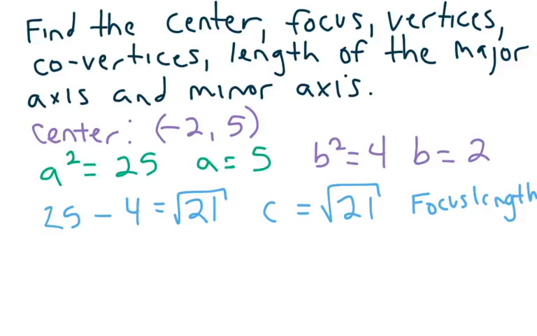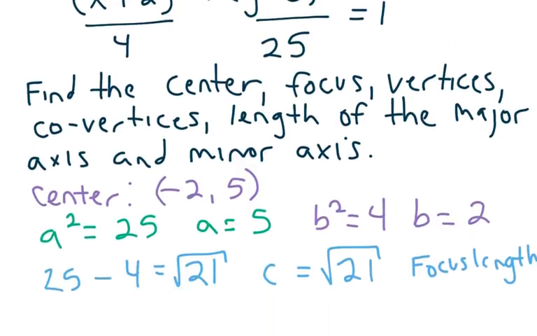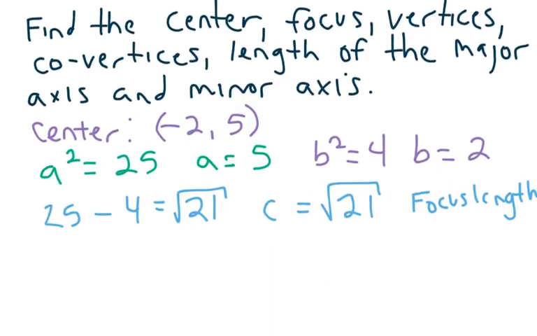All right, now here's the thing. So my 25 was under my y's. So is this going to be horizontal or vertical? Vertical. So I know that my major axis is going up and down. Okay? So here's the thing. My center isn't at 0, 0 anymore. Okay? It's at negative 2, 5.